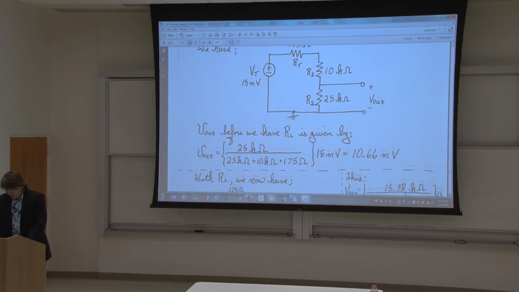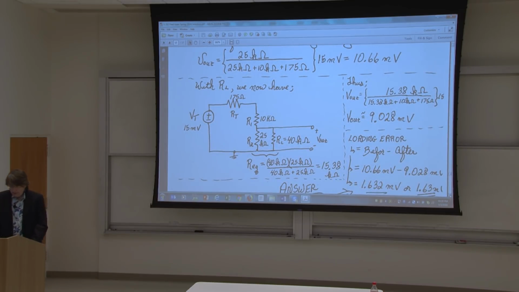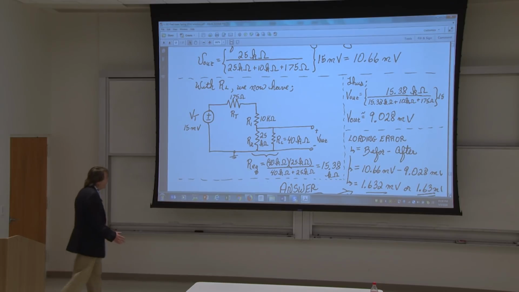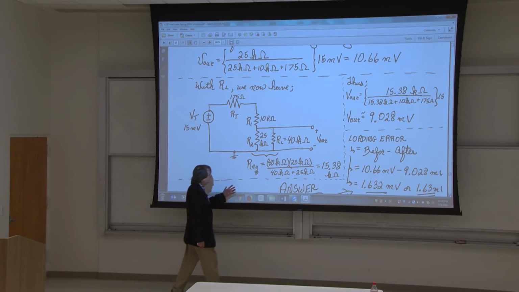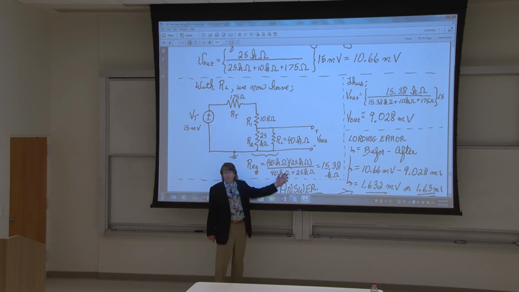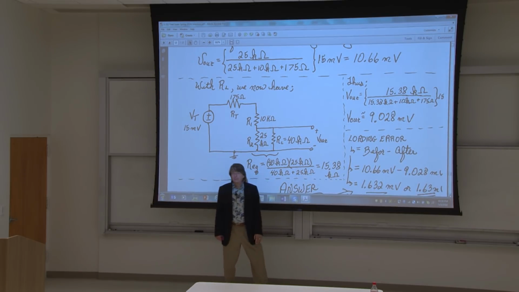So what we now do is we have this load resistor. So the first thing is, as Kristen mentioned, it's product over the sum. Hopefully you remember that from the good old days of circuits. How could you forget? So I now get an REQ.